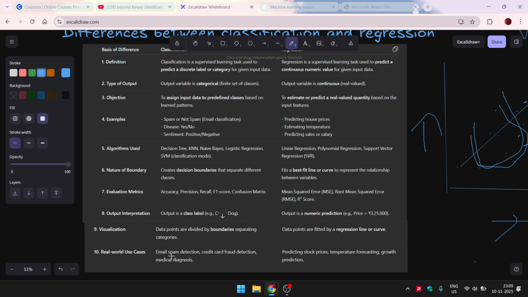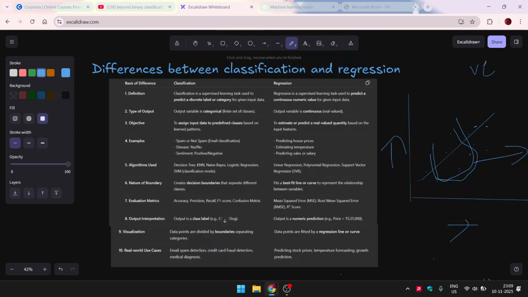Real world use: what are the real world use cases of classification? Email spam detection, credit card fraud detection, medical diagnosis. In regression: predicting stock prices, temperature forecasting, growth prediction, predicting house prices. These are the examples of regression. I guess the difference between regression and classification is pretty much clear.